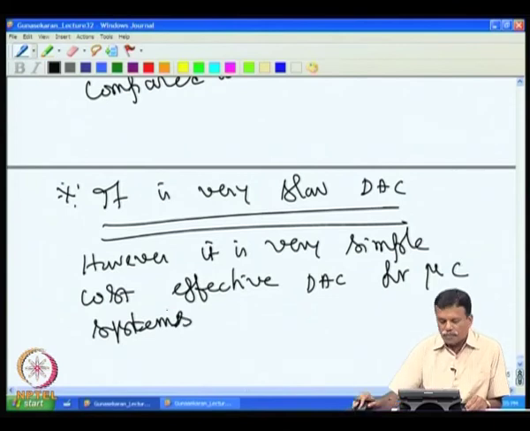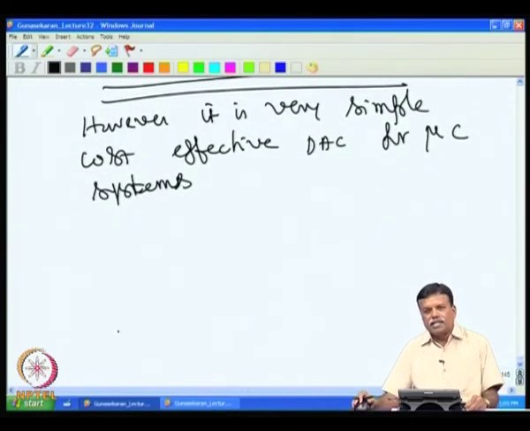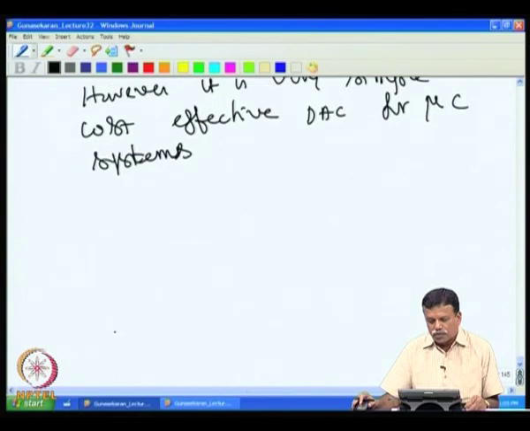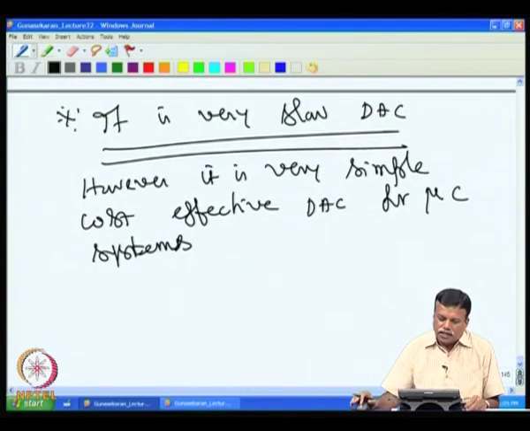So, we had seen basically 3 different types of DTA converters, how the conversion is done, and how one can see the advantage and disadvantage of the converters.